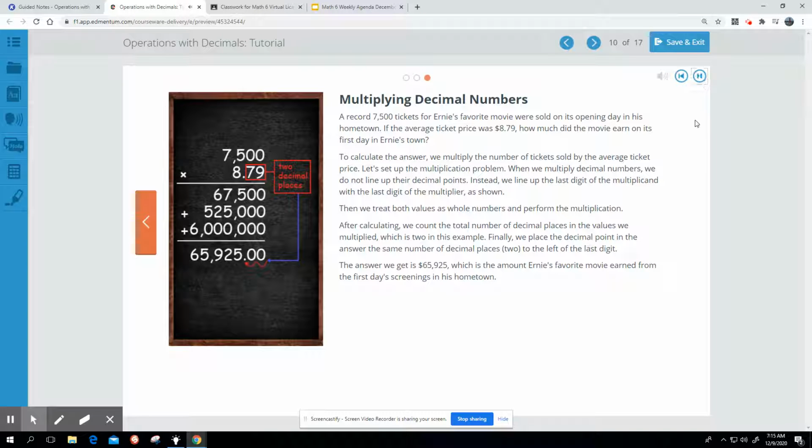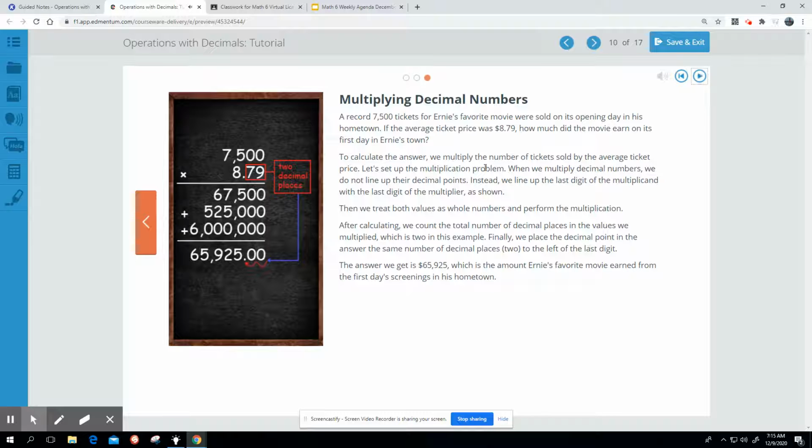After calculating, we count the total number of decimal places in the values we multiplied, which is 2 in this example. Finally, we place the decimal point in the answer the same number of decimal places, 2, to the left of the last digit. The answer we get is $65,925, which is the amount Ernie's favorite movie earned from the first day's screenings in his hometown.